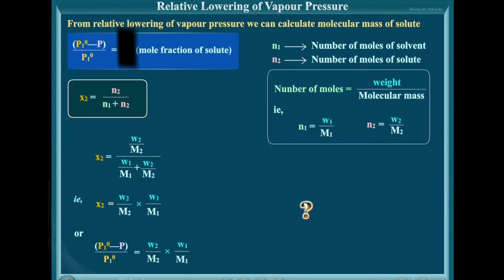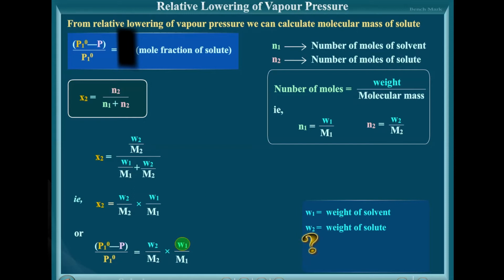Or as we have learnt earlier, the relative lowering of vapor pressure is equal to the mole fraction of the solute. So, the mole fraction of the solute is W2 by M2 into W1 by M1. And W1 is the mass of the solvent.